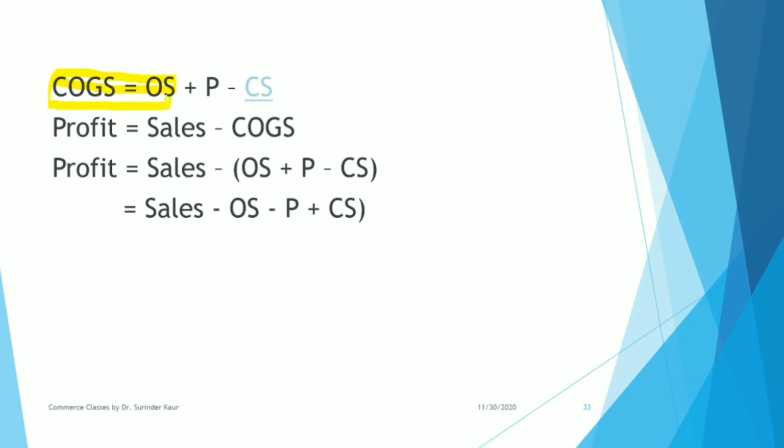So overstatement of opening stock will lead to overstatement of cost of goods sold, and since it is negatively related with profits, it will lead to lesser profits. On the other hand, if your opening stock is undervalued, cost of goods sold will be undervalued and your profit will be higher in that case.